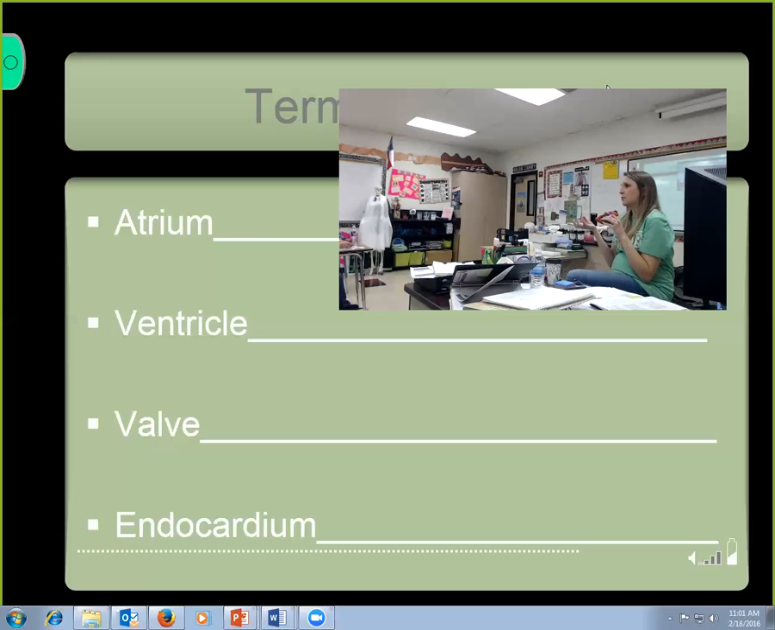Why do you think that would be important? That's exactly right. So blood doesn't stick to it and clot. Because if you get a blood clot in your heart and it sends it to a blood vessel somewhere, you're going to be in trouble, especially if it sends it to your brain. So it causes a stroke.